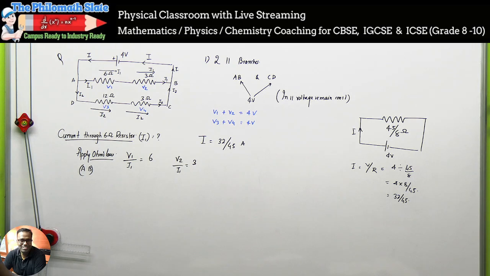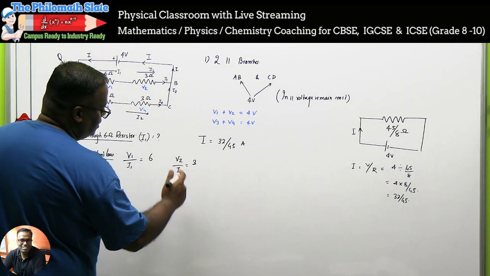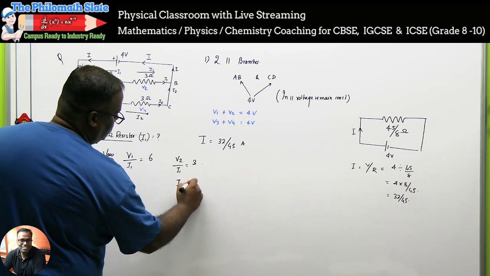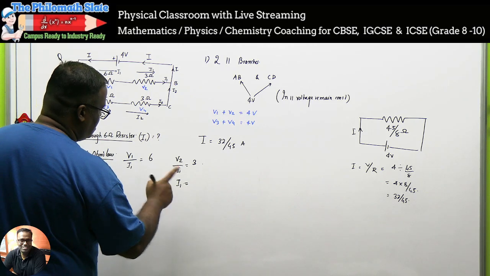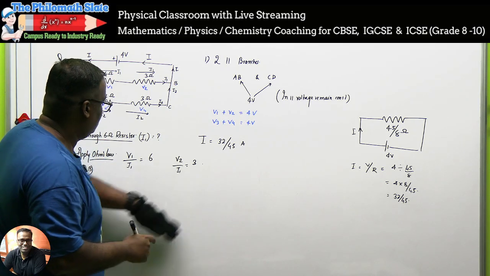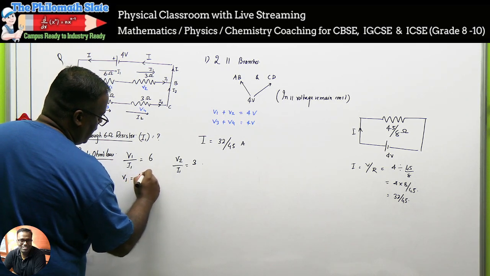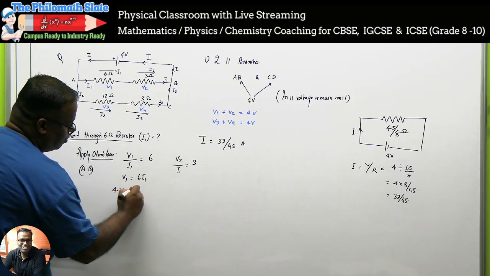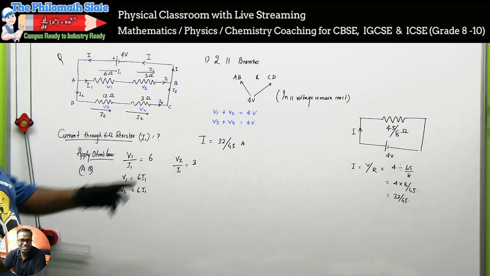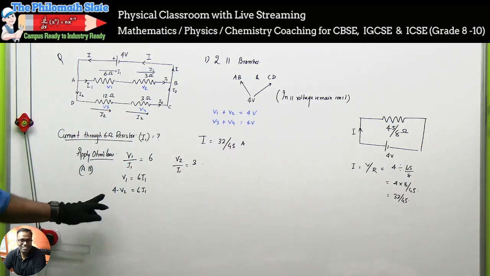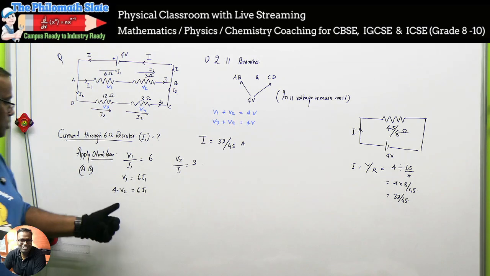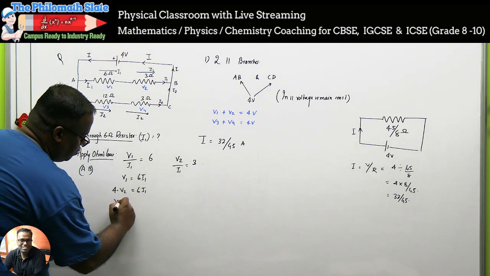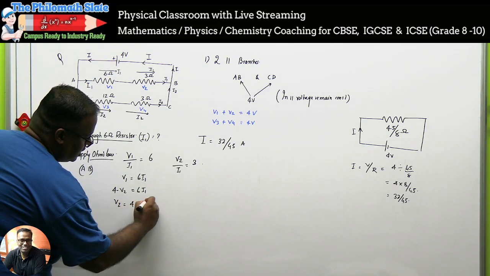Can we take out one of the items? I1 can be taken out. Rather than taking out I1, since we will need I1, take out V1 from here. V1 is equal to 6 I1, correct? And what is V1 in terms of V2? V1 plus V2 should be equal to 4, so V1 is equal to 4 minus V2. Correct? So 4 minus V2 is equal to 6 I1, and V2 is equal to 4 minus 6 I1.